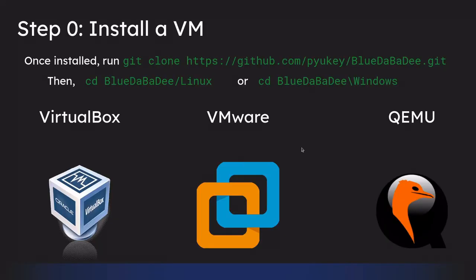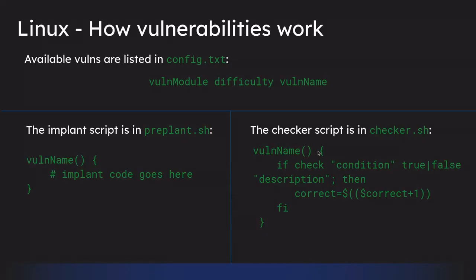What does this mean? Let's dive into it. So on Linux, how vulnerabilities work is we have 3 separate files managed in it. There's one file that defines the vulnerabilities, which is config.txt. We have another file that plants the vulnerabilities, preplant.sh. And lastly, we have a checker that checks if the vulnerability has been patched or not, which is checker.sh.